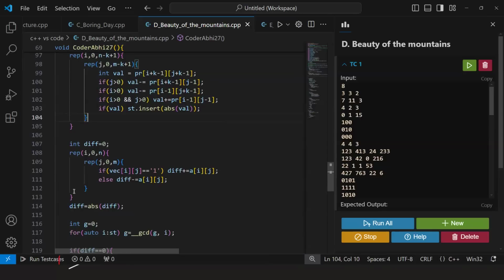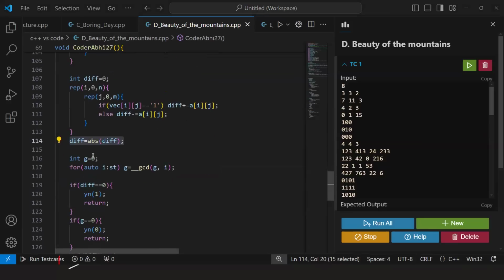Now I'm computing the difference. For the difference, we just again iterated through the whole matrix. If it is a 1, we would do difference plus a[i][j]. Else, we would do difference minus a[i][j]. This way we compute our difference and we'll take the absolute of our difference. So is this thing clear?